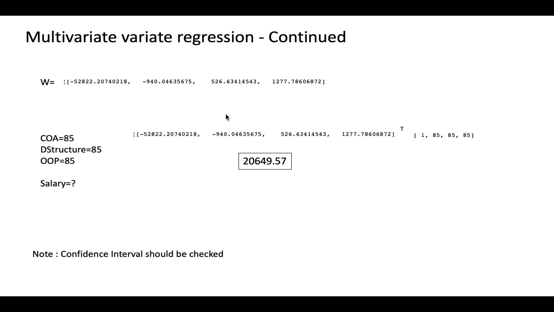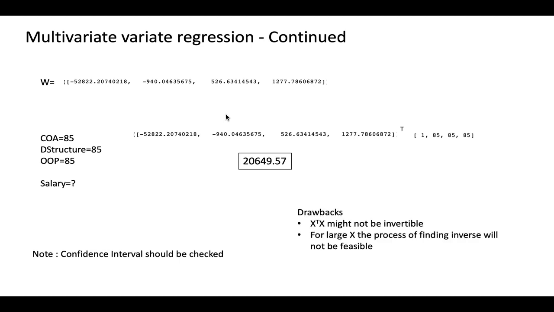Okay, and some drawbacks of this approach. We take the inverse of X transpose X, if you remember from the previous slide, and it might not be invertible always. And second, when we have a large amount of data, finding the inverse of X transpose X is a huge calculation even with a system, and it might not be feasible. So we will go to an alternate technique of regression, right?